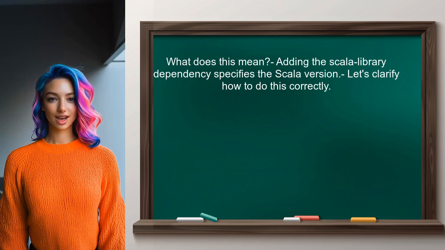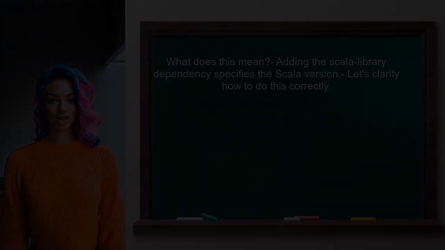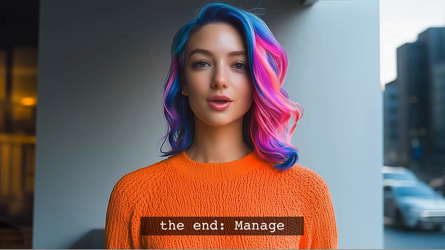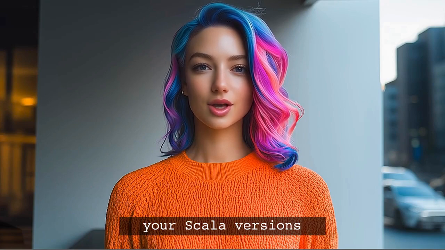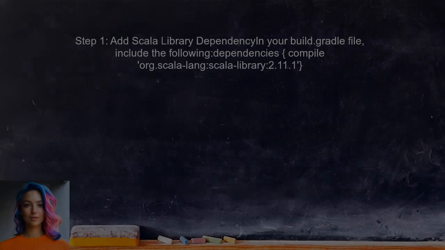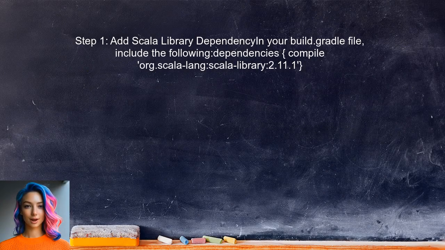When you add the Scala library dependency in your Gradle file, you are indeed specifying the version of Scala that will be used in your project. But let's clarify how to do this correctly. And stick around. At the end of this video, I'll share a quick tip that will help you manage your Scala versions effortlessly.